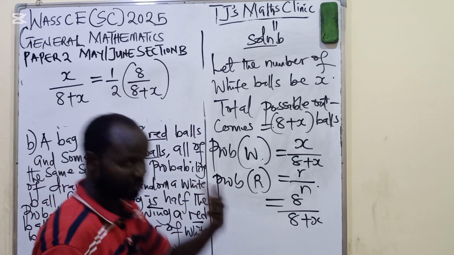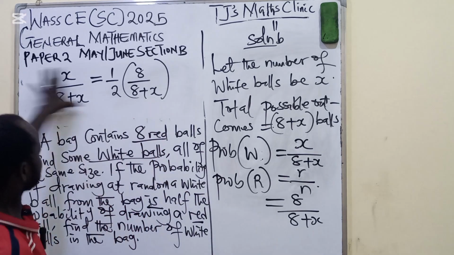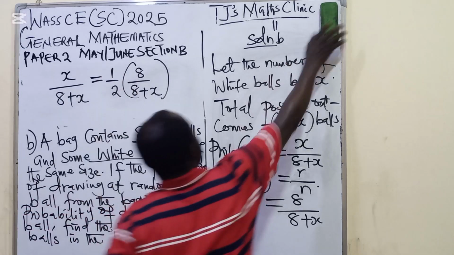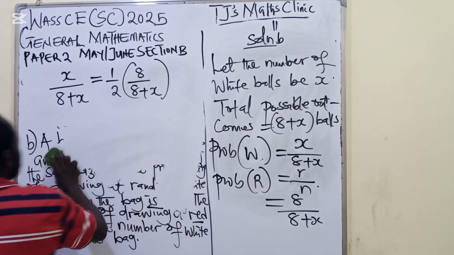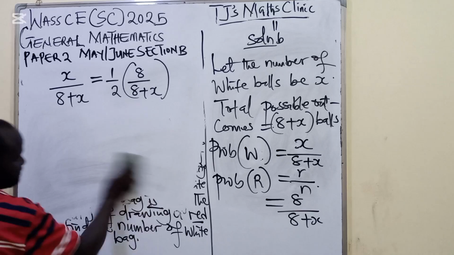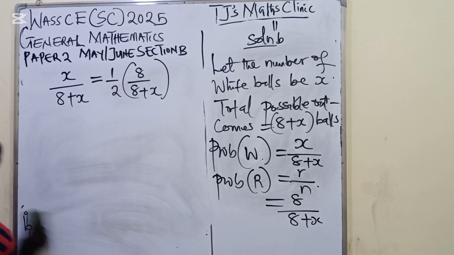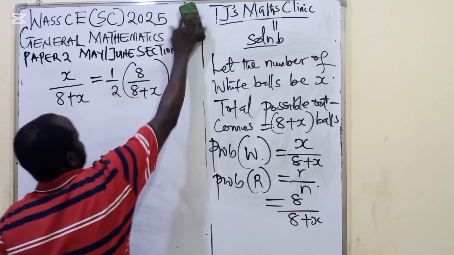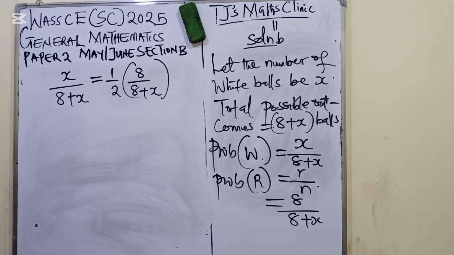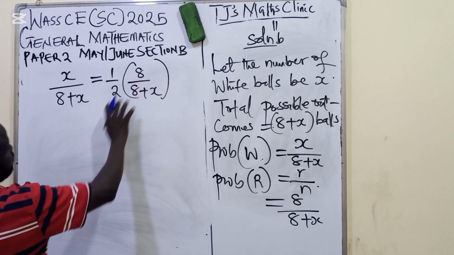We are looking for x. Very important. So let's solve for x and see what will be the value of x. It's very important for us to interpret this question like this. At this point, we may decide to distribute these two over.